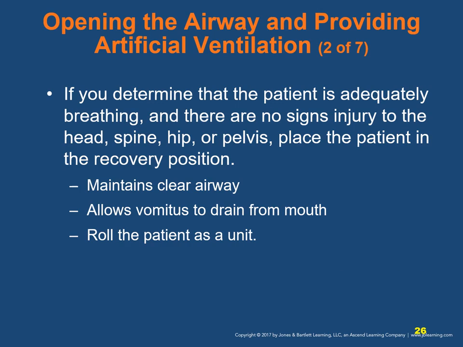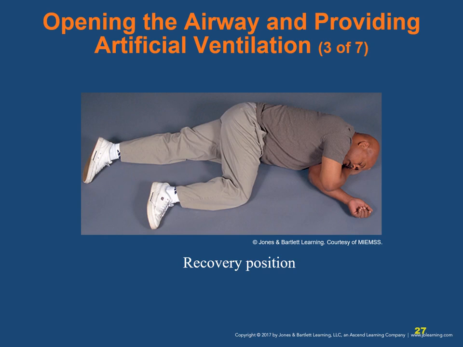If the patient is breathing adequately on his or her own and has no signs of injury to the head, spine, hip, or pelvis, place him or her in the recovery position. This maintains a clear airway and allows vomitus to drain from the mouth. Roll the patient onto his or her side so that the head, shoulders, and torso move as a unit. Place the top hand under the cheek. Never place a patient with a potential head, spinal, hip, or pelvic injury in the recovery position. The figure on this slide demonstrates the recovery position.